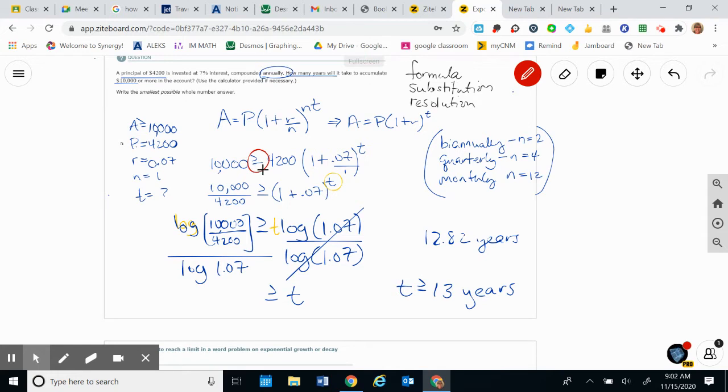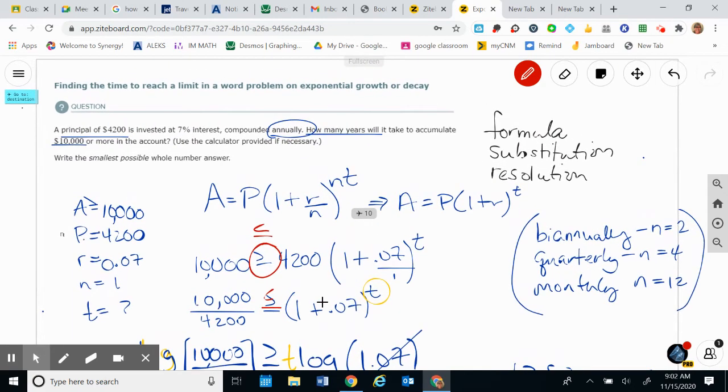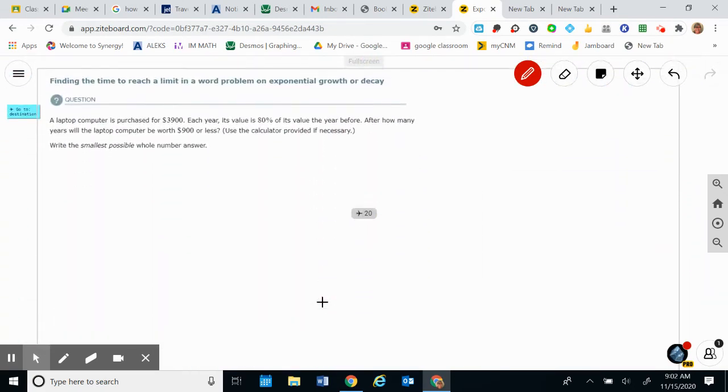Right here is where I made my mistake. We don't want 10,000 to be the greatest amount. We want it to be at least 10,000. So the inequality should have been the other direction. That's why I ended up with the wrong answer at the end. So make sure you don't make that mistake. Hopefully you'll learn from my mistakes, or just logically think it through. Okay, let's go to the next one.